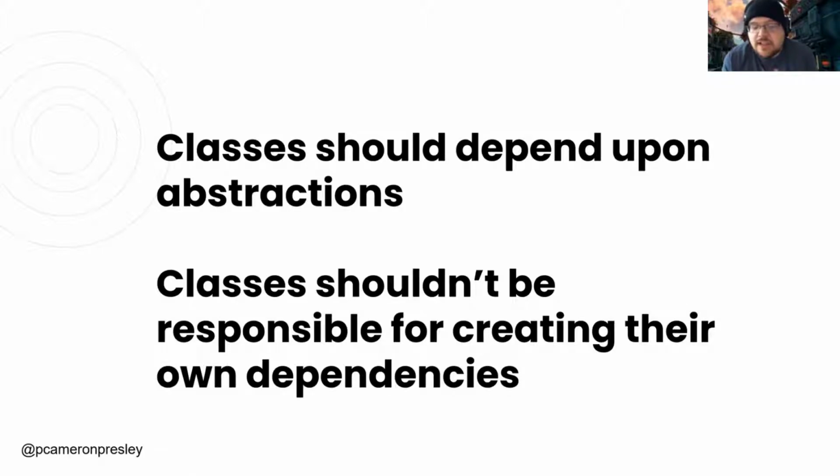In addition, it says that classes shouldn't be responsible for creating their own dependencies. And that's kind of important, right? Because if you have a class that is responsible for creating its own dependencies, that means it needs to know about that class's dependencies, and then it turns into this nightmare chain of dependency tree all the way down. So let's talk about when we can spot issues when a class is not really following dependency inversion properly.